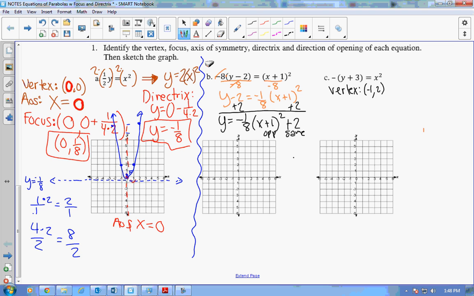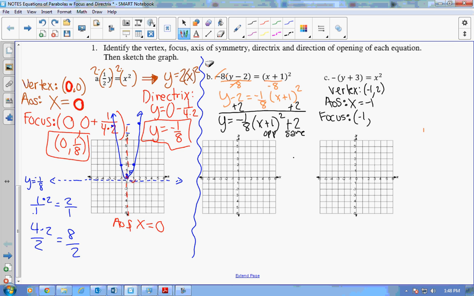The axis of symmetry cuts through the vertex. It also cuts through which axis? So we say x equals. What number would go with x equals for the axis of symmetry? What's the x of the vertex? Negative 1. So those should match. Same with the focus. It also has the negative 1 in the x position. What changes is the y.